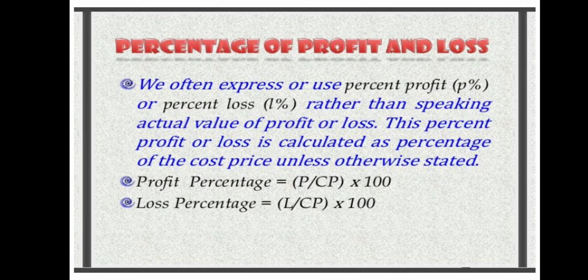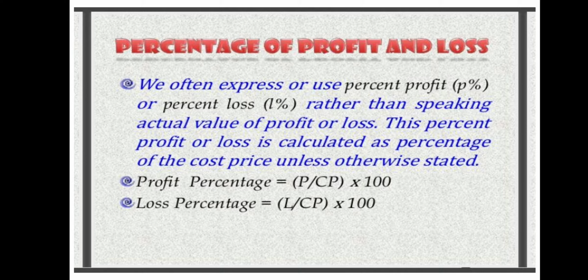Now the next is percentage of profit and loss. Generally we see that he made a profit of 10%, he made a profit of 50%, or he made a loss of 60%, things like this. So when we have profit and loss in terms of percentage, how will we calculate it?